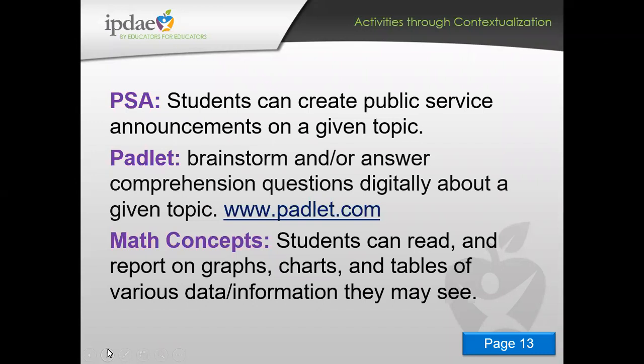But how to use this in an IET setting where you're contextualizing those lessons. One could be, you know, what is an entrepreneur? Students can use the Padlet or Flipgrid to generate discussion on what an entrepreneur is. And then they can have students add to what they think an entrepreneur is or what makes a successful entrepreneur. And then with math, students can read and report on graphs, charts, and tables of various data information they may see.